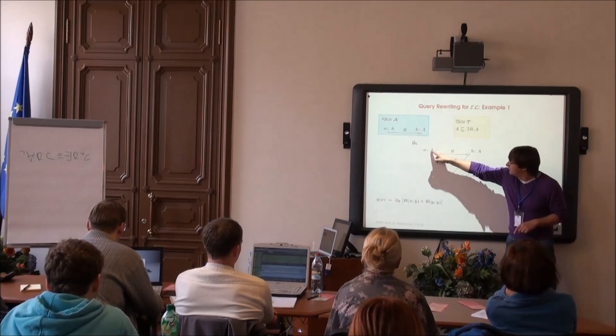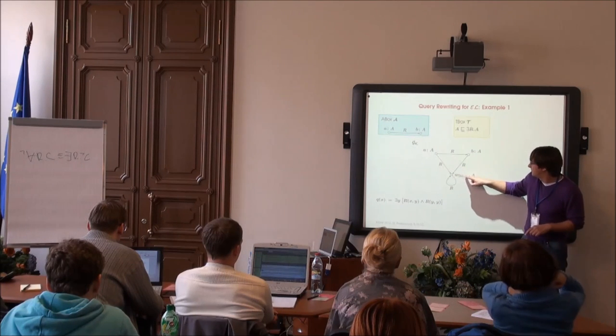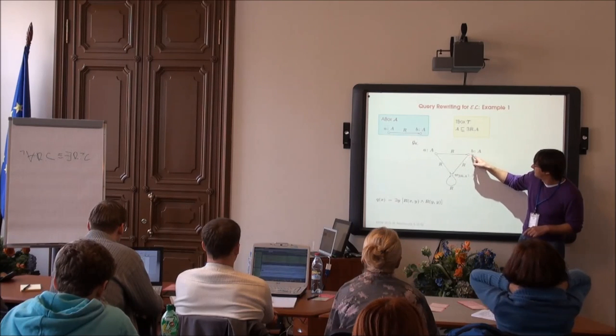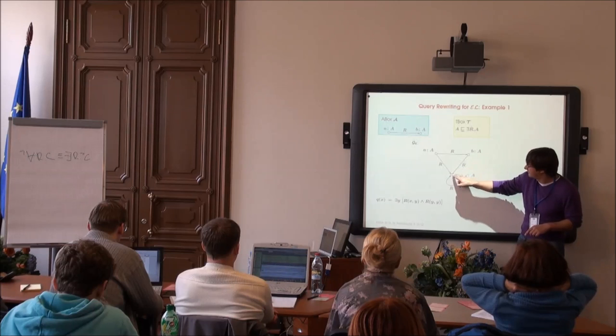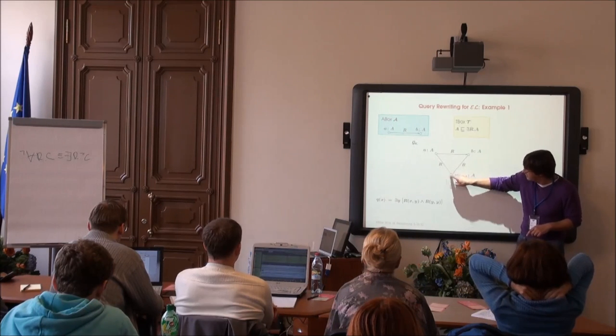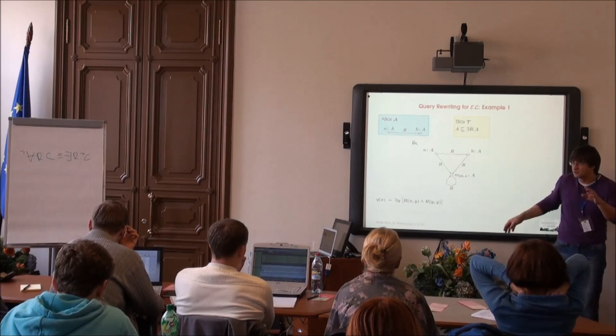This point belongs to A and must have an R successor in A, so we just create this bit here. And that point B also must have an R successor, which is an A. That point is again an A, and therefore there is this loop. This loop actually represents all those infinite branches.